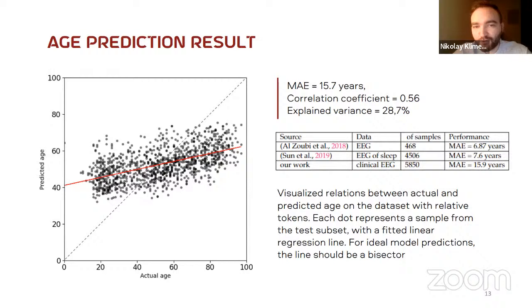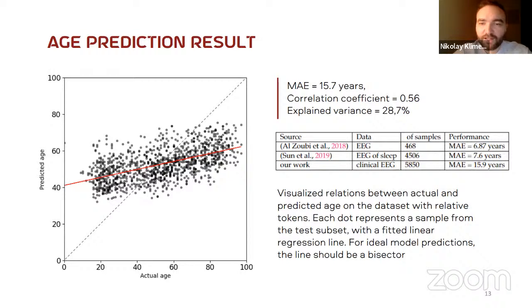of course, not very good, because the average result is around 7 years. But we have like 30% of variance explained. That means that our model was able to capture some real life dependencies and some meaningful features.